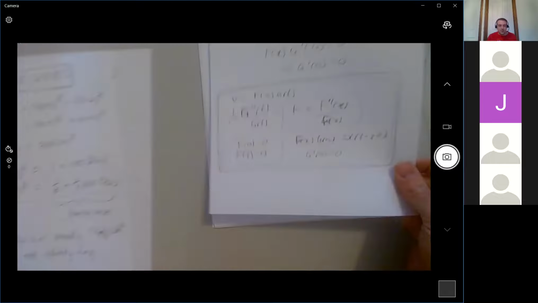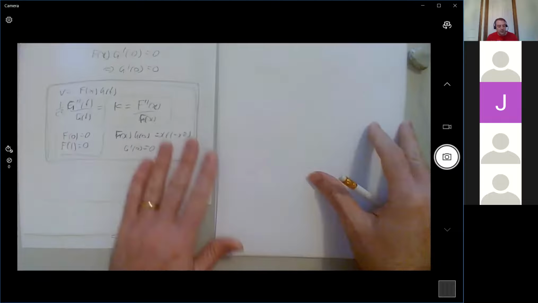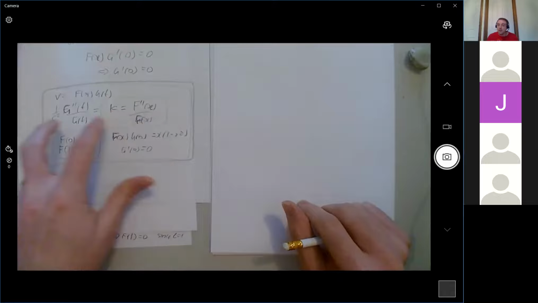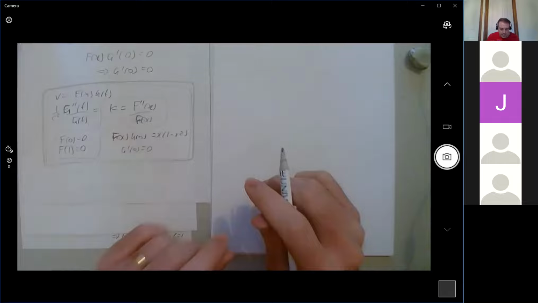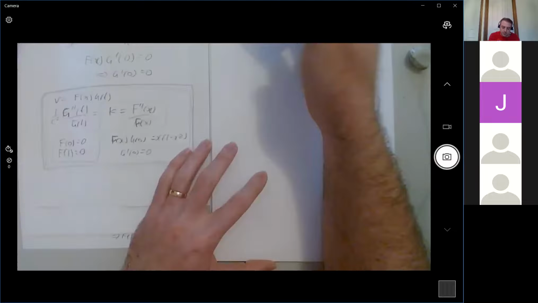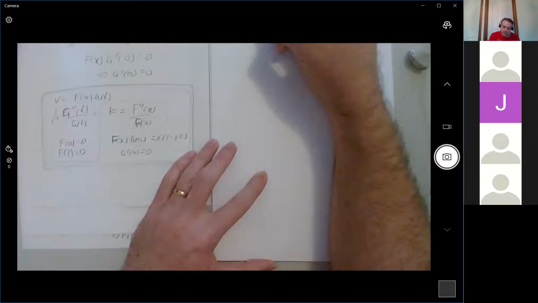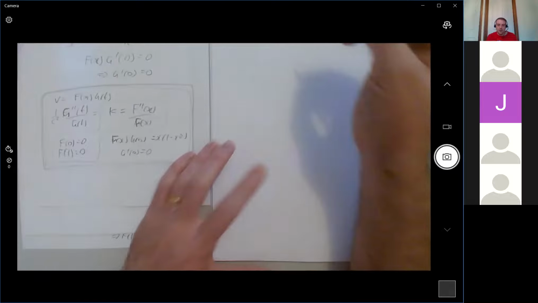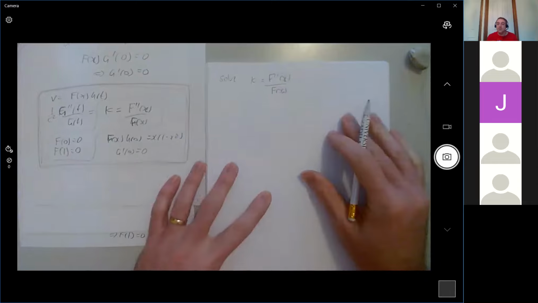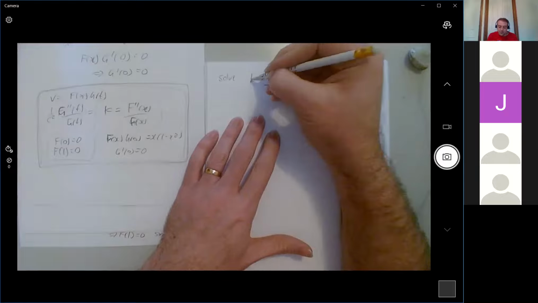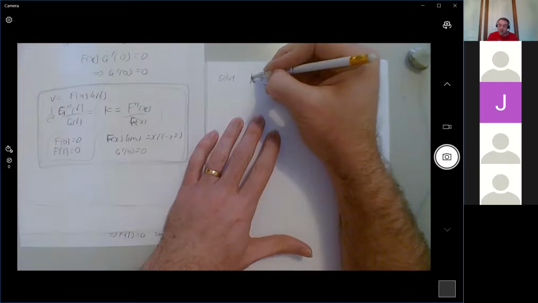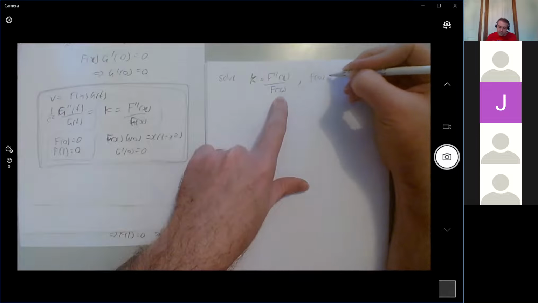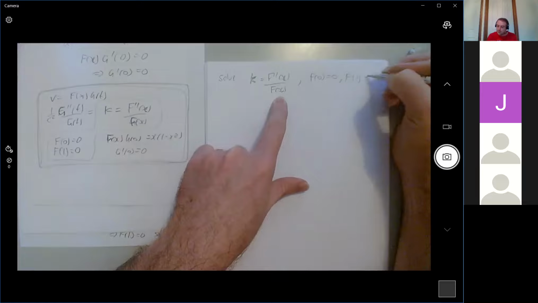So that's useful. We're going to keep that. And we're going to solve these two equations separately. So we're going to solve one of them and then use the answers to that to solve the other one. Okay. So we're going to solve this. I'm going to write down everything that involves an f all by itself without any g's. So I've got f double dash x over f of x, and I've also got that f of 0 is 0 and f of 1 is 0.